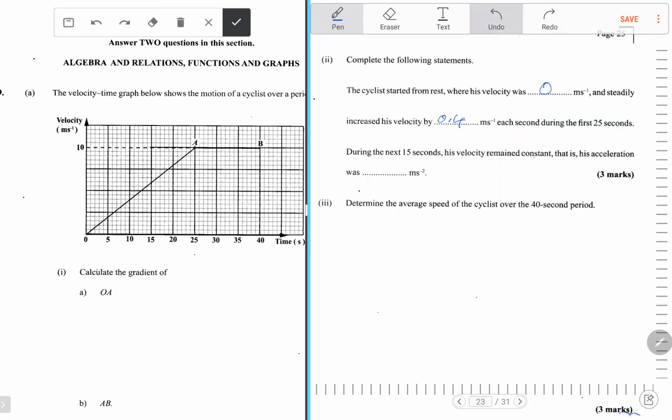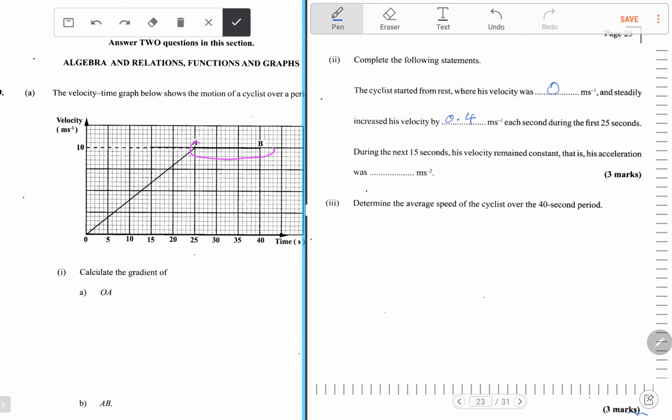So the acceleration that you calculated is the answer right here: 0.4 meters per second each second for the first 25 seconds. That's here, first 25 seconds. During the next 15 seconds, we're talking about here now, his speed remained constant. That is, his acceleration was 0 meters per second squared.